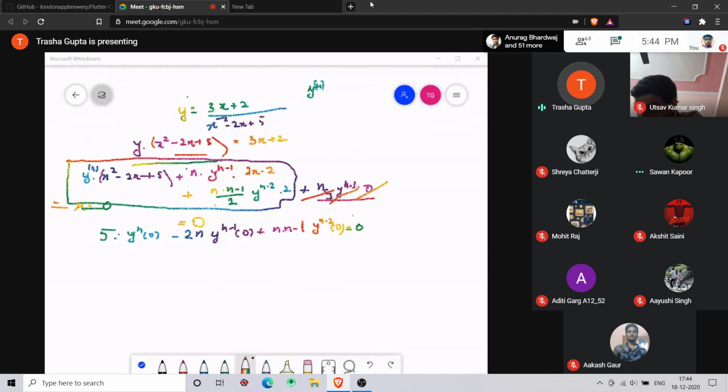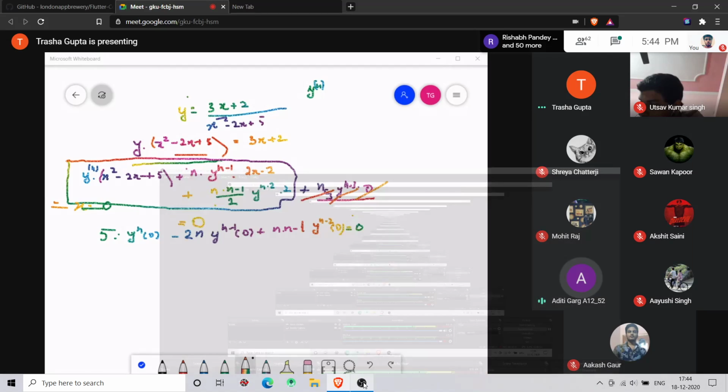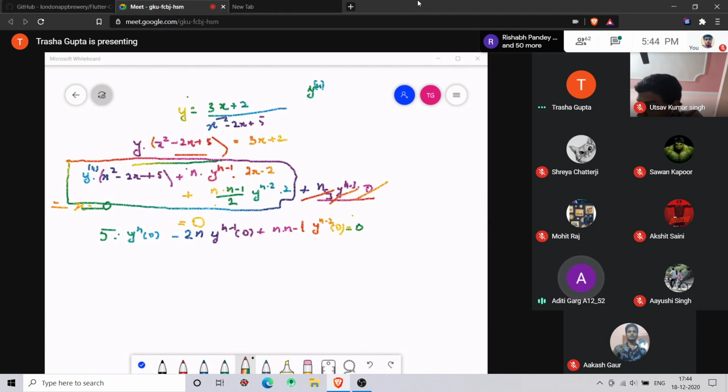What is the nth order derivative of y at 0? Ma'am, it should be 0 if we take y raised to the power n common from this equation. We can say that y raised to the power n of 0 is... That is not a power, it is a derivative. How can we take it common? It is a derivative, sorry, derivative. You cannot take a power of it, right? You cannot take it as a power.